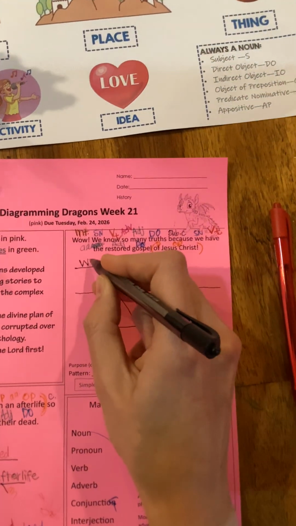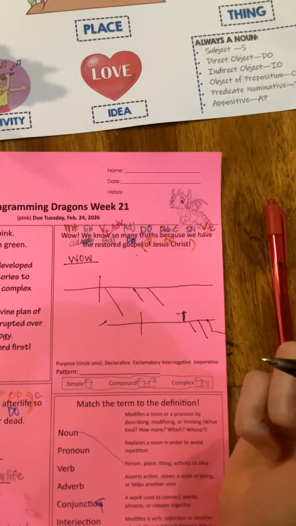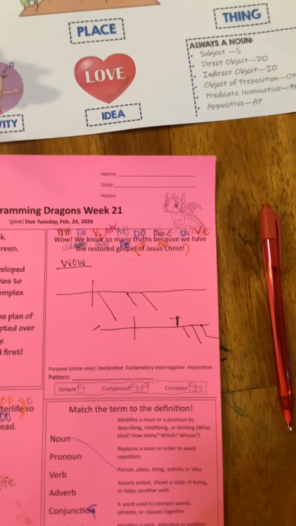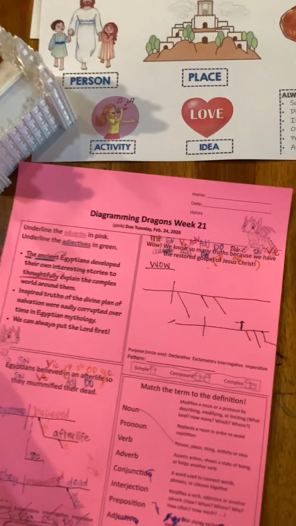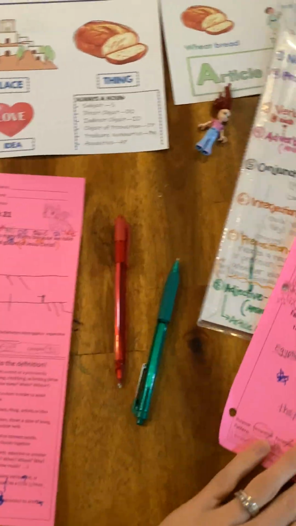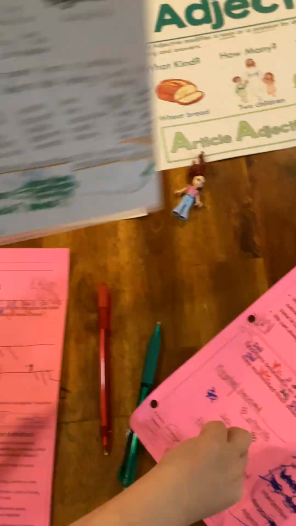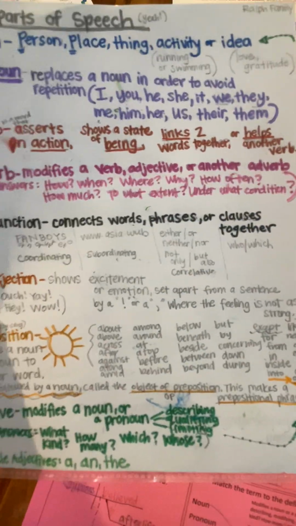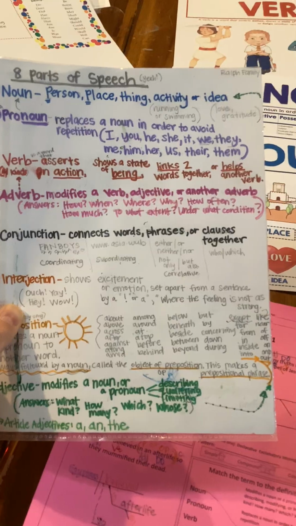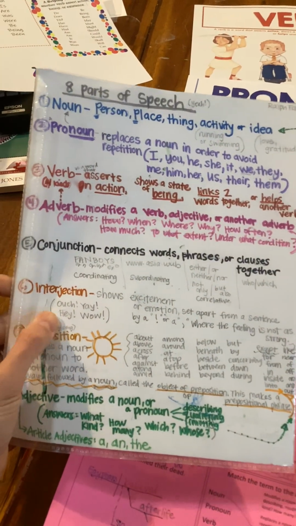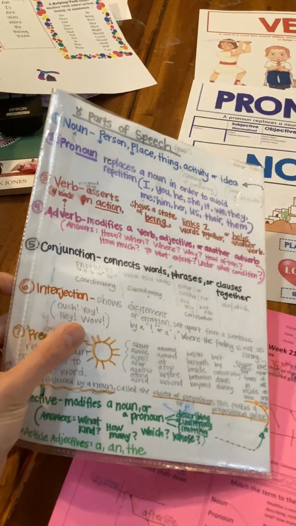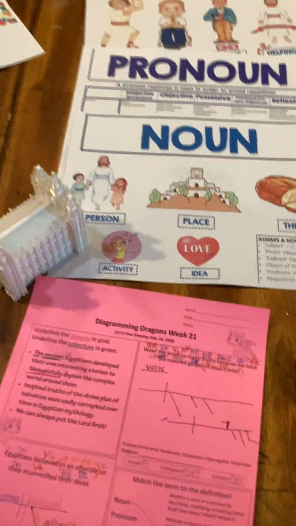Let's put our interjection wow up at the top because it is standing apart from the rest of the sentence. And it says, remember, an interjection shows excitement or emotion, set apart from a sentence by an exclamation point, or a comma where the feeling is not as strong. So, ouch, yay, hey, wow. Those are all interjections. Good.